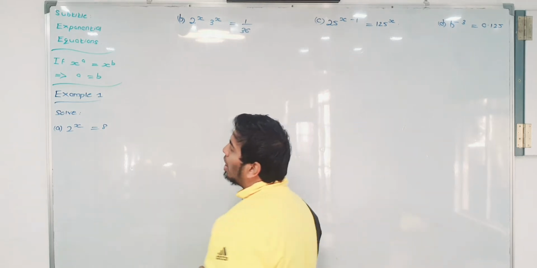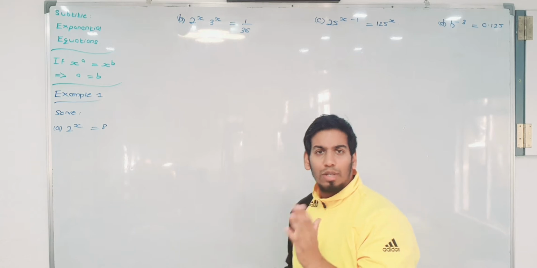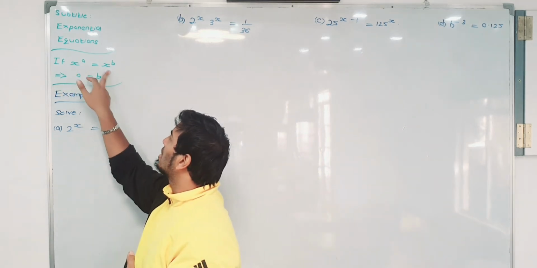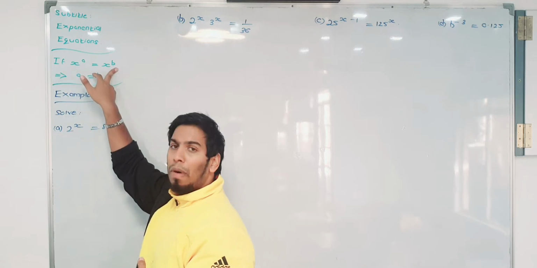To solve 2 power x is equal to 8, first, look carefully at the formula that tells us: if you have the same base on both sides, then the power on the left is equal to the power on the right.